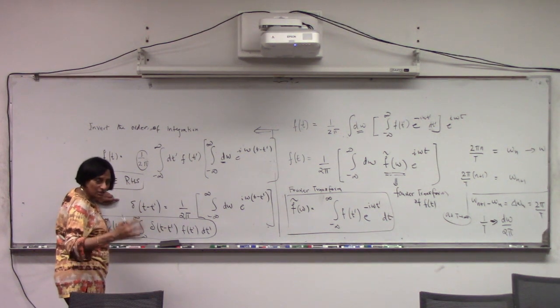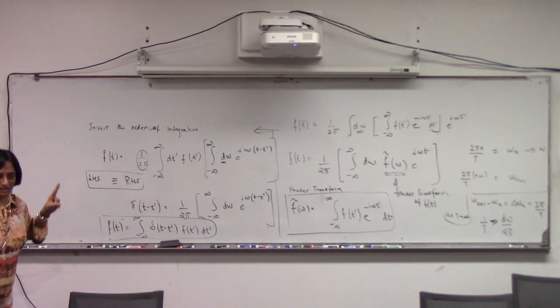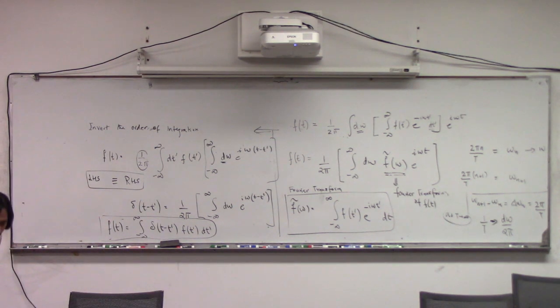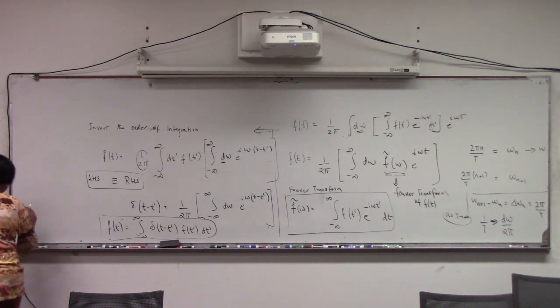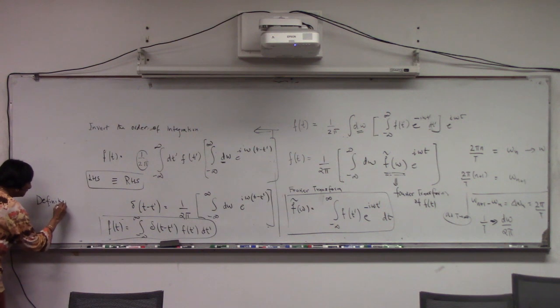I mean, in the Fourier transform, it represents the Dirac delta function. What do you know about the Dirac delta function in the t space? If t equal to t dash, it is equal to... Just a minute, let me write it down. So this is the definition of the Dirac delta function.